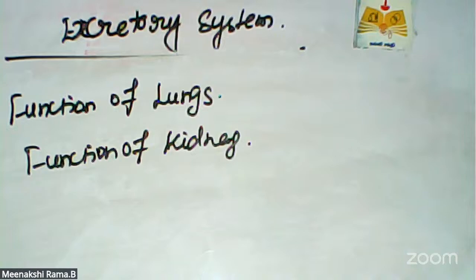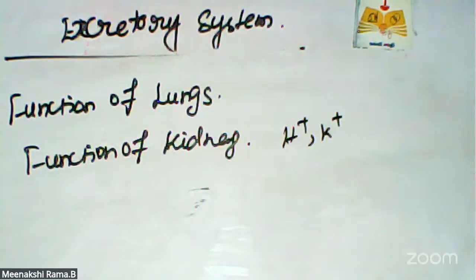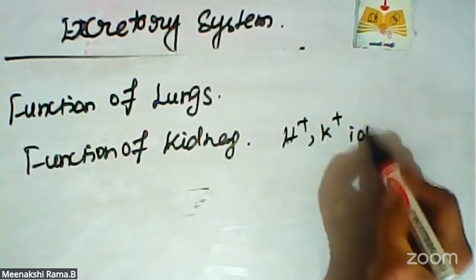Tubular secretion. Substances that is hydrogen and potassium ions, H plus and K plus ions, are secreted into the tubule. What tubule? That is the urinary tubule. What are the two types of tubule? I told you in the structure of nephron. Nephrons contain the renal capsules and also the renal tubules. The renal tubules secrete the K plus and H plus ions.